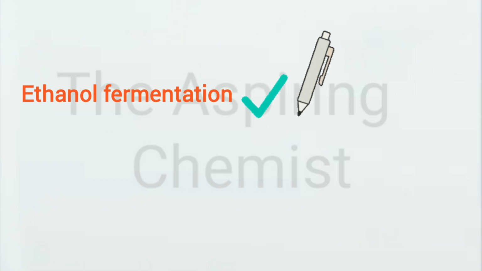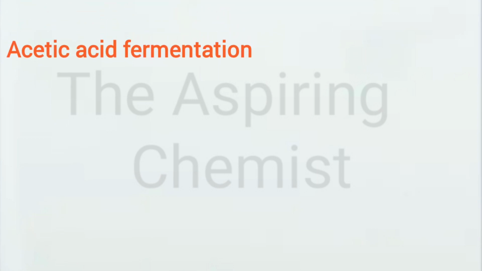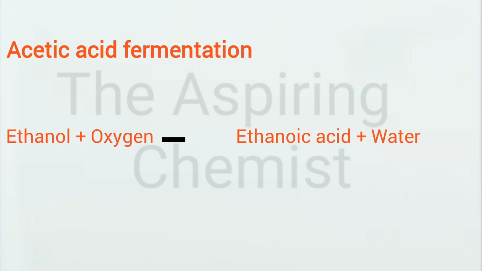On to the next type of fermentation, which is the acetic acid fermentation. Now, this fermentation is not that bulky of a knowledge to learn. It just simply comprises the ethanol gotten from the ethanol fermentation reacting with oxygen in the presence of a bacteria called acetobacter. This bacteria helps to convert this ethanol into ethanoic acid with the release of 1 mole of water.